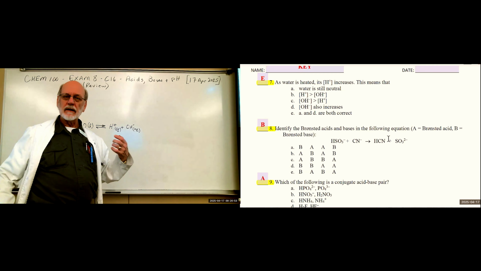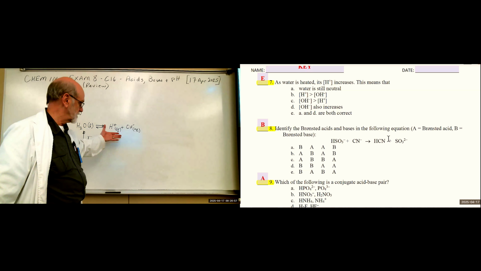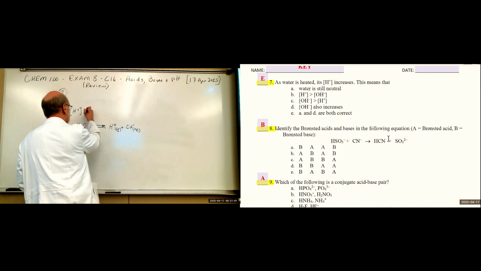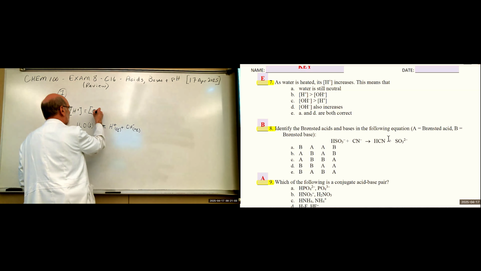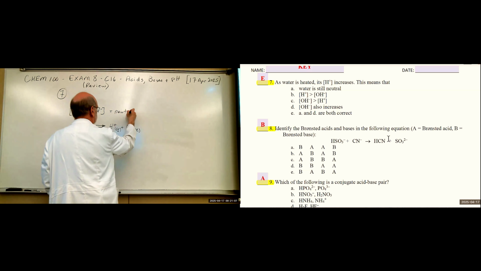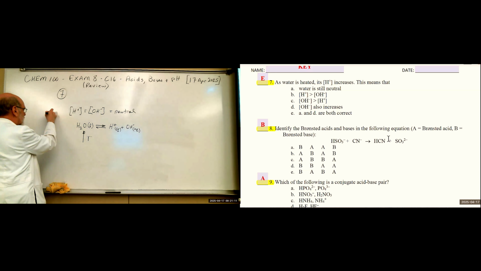So what does that mean? Well, is this water neutral, acidic, or basic? It's neutral because the hydrogen ion concentration equals the hydroxide ion concentration. That equals neutral. So we know that one is right. A is correct.